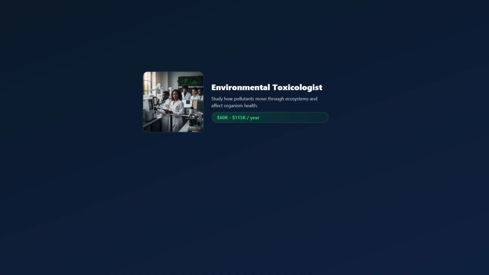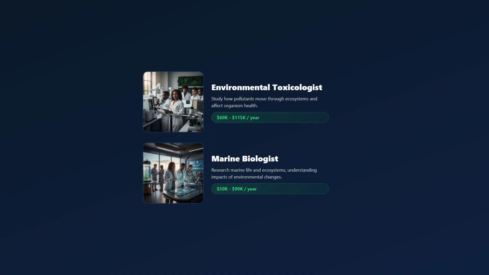Understanding these systems can lead to vital careers. Environmental toxicologists study how pollutants move through ecosystems and affect organism health, earning between $60,000 and $115,000 per year. Marine biologists research marine life and ecosystems, understanding the impacts of environmental changes like microplastic pollution, with salaries typically ranging from $50,000 to $90,000 annually.